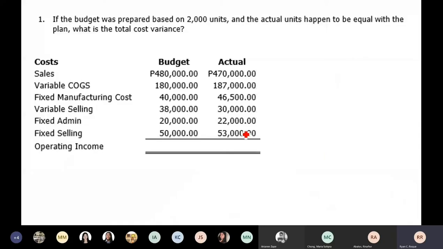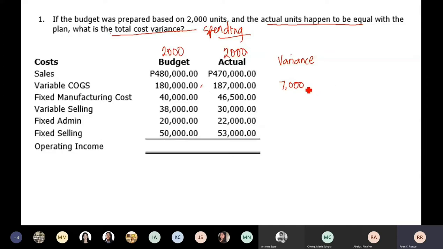Let's try number 1. So how do we do this? Ano ba ang tanong sa number 1? What is the total cost variance or what is the total na spending variance? Okay? So ibig sabihin, ang titingnan lang natin ay yung mga costs natin. At sabi rito, actual units happen to be equal. So immediately, this is for 2,000 units at ang actual ay pang 2,000 units. Comparable na po yung dalawa. So variance, gawa tayo ng column for variance. For your variable COGS, we expected 180. Sorry, the actual is 187,000. So we have here 7,000 na favorable or unfavorable. Mas malaki ang actual cost, so ito ay unfavorable.